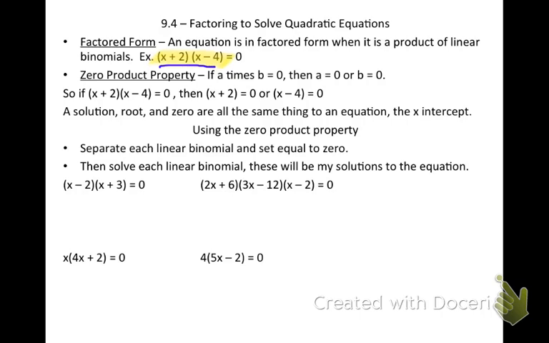Zero product property states, kind of what should make sense, that the only way for me to get 0 when I multiply two numbers together is if one of the numbers is 0. So if I have x plus 2 times x minus 4 equals 0, then x plus 2 equals 0 or x minus 4 equals 0, one of the two.